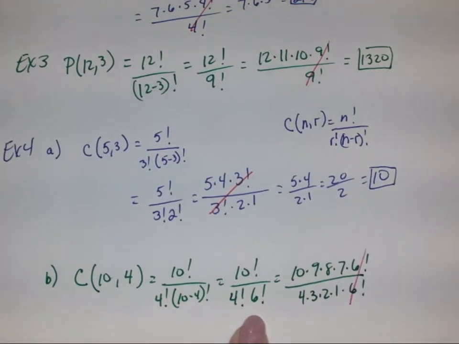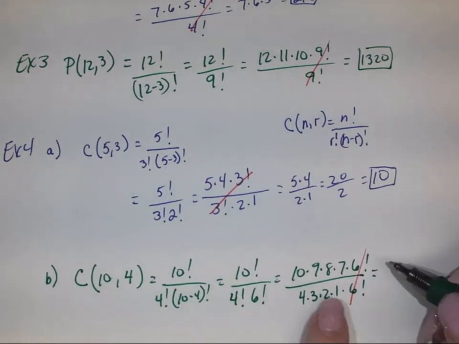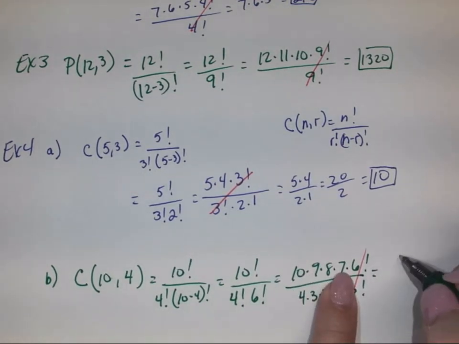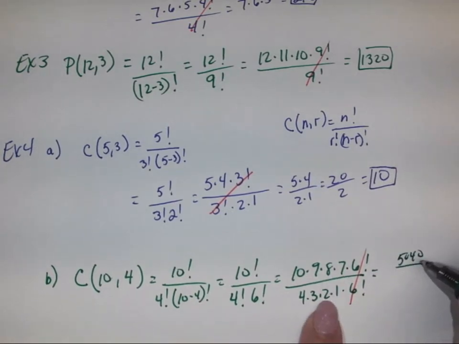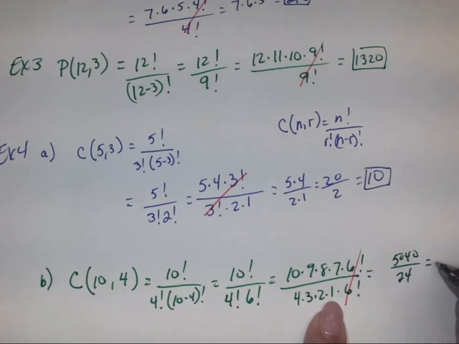Those will cancel. If we multiply 10 times 9 times 8 times 7 up here, we will get 5,040. 4 times 3 times 2 times 1 will get us 24, and that gets us a total of 210 combinations of ways that we can choose that 4-person committee out of 10 people.